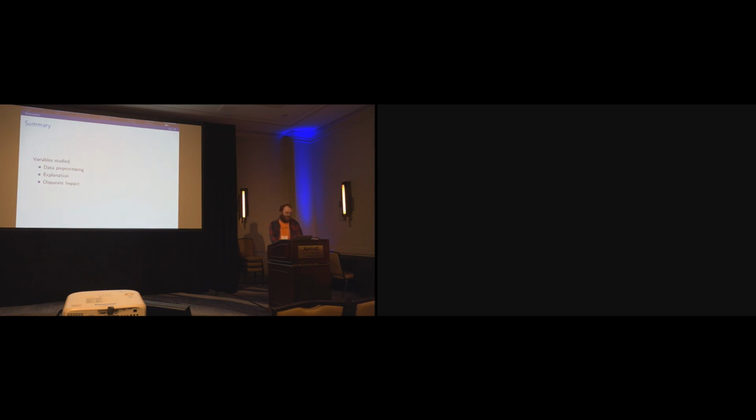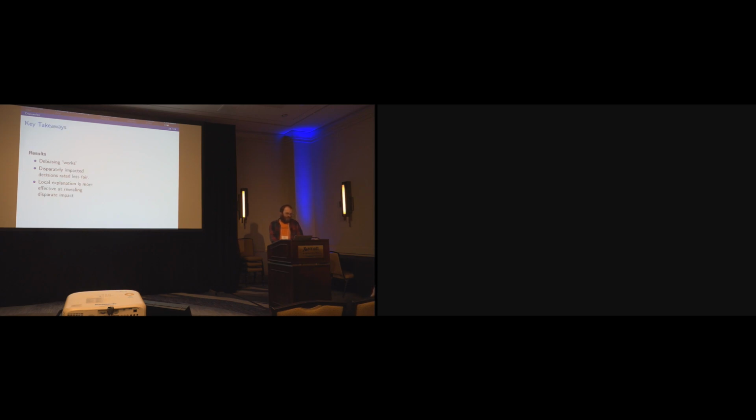We examined the following three variables. Data processing, and we did this because debiasing techniques are understudied from a human perspective. The second factor we examined was explanation, and we did this because explanations allow a view of the classifier which can reveal fairness. The third factor we studied was disparate impact, and we did this because catching discriminatory decisions is important due to ethics as well as the legal risks.